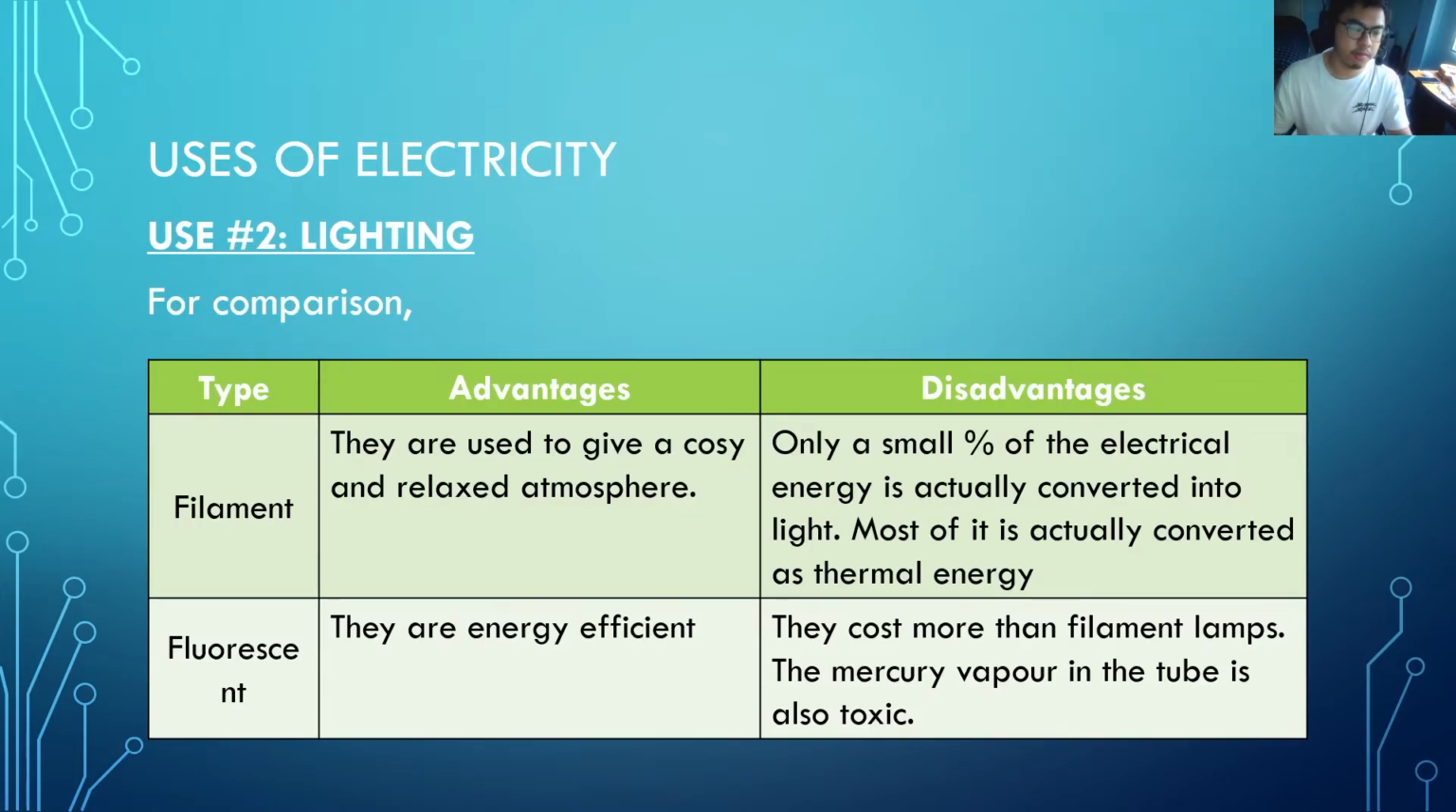Now here's a comparison between the two. You can have a read of this on your own. So you can pause this video and read it on your own. It's actually quite straightforward. So this is the advantages and disadvantages between the filament lamp and the fluorescent lamp.